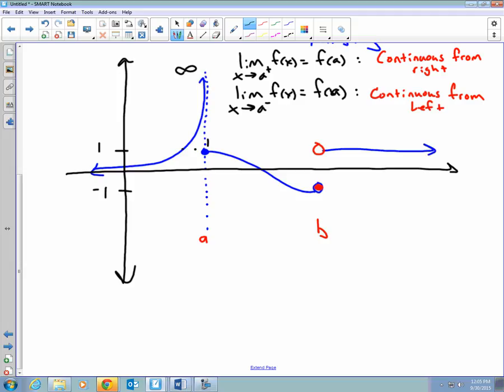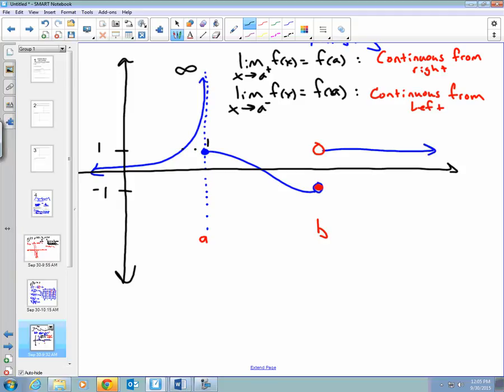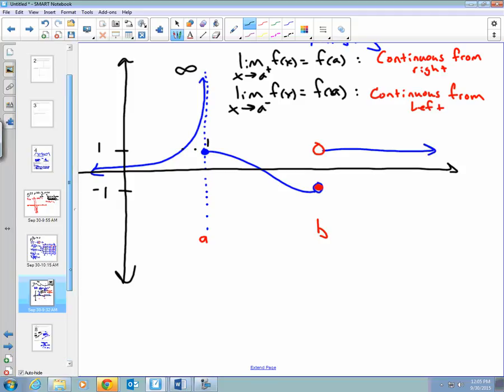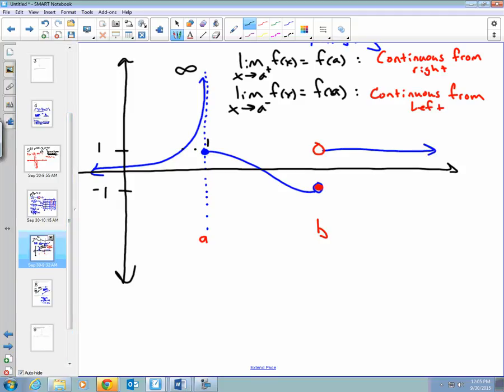We try right. F of a is 1. What's the limit as x goes to a from the right? That's also 1. So since those are the same, it can have right continuity. But it doesn't have left because the limit is not the same as the output. Better? Okay. All right. Those two examples are important for just clarifying some questions.